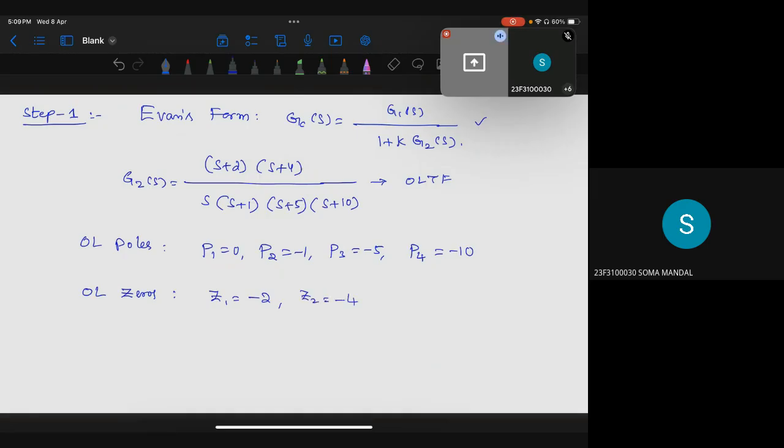Ultimately, what do we have? The number of poles is 4 and the number of zeros is 2. Is this step clear? Any doubts? Yeah, so that is step one, writing this in the Evans form. Next.